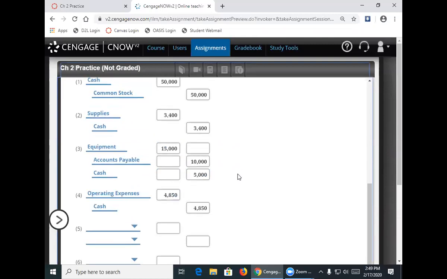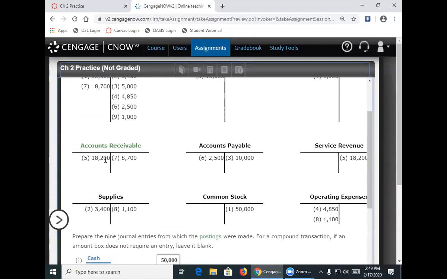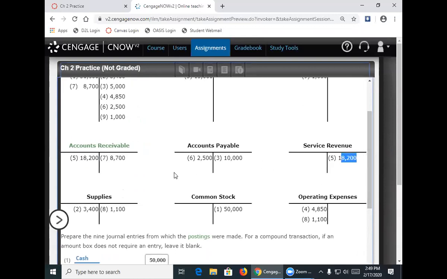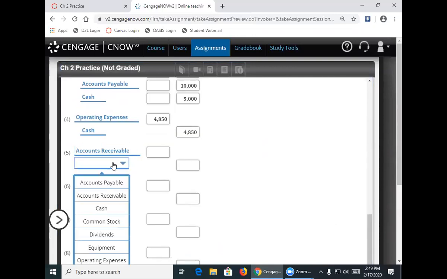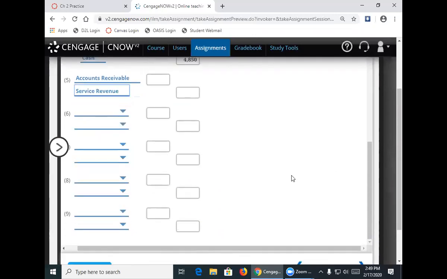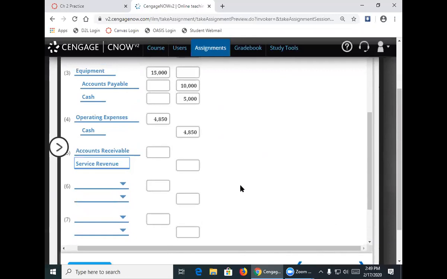Okay. Number 5, well, I see my debit is accounts receivable. And then here's my credit to service revenue. So debit accounts receivable, credit service revenue. So what happened in that transaction? What is service revenue? Service revenue is just a revenue account, like fees earned.